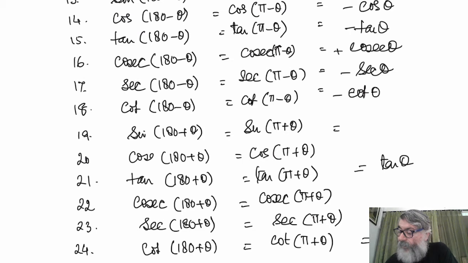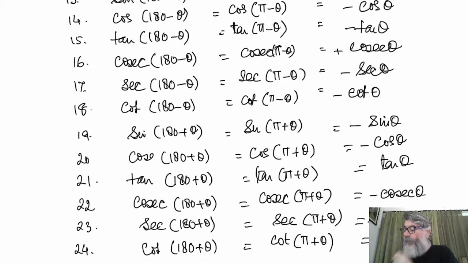It will become minus sine theta. It will become minus cos theta. It will become minus cosec theta. It will become minus sec theta. Only tan and cot are positive. In the third quadrant, add sugar to coffee.